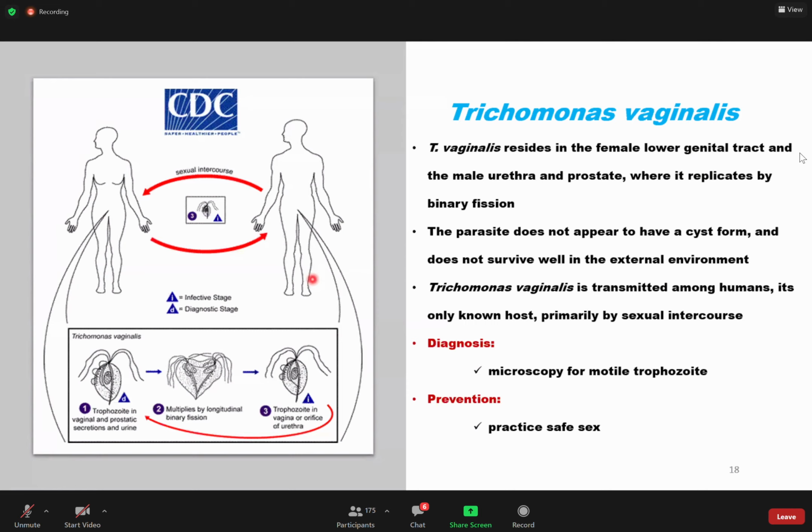Because there is no cyst stage, it cannot survive in the environment. So you don't have environmental reservoirs. It's only an infected person who is maybe not treated adequately or is asymptomatic that is a reservoir for the infection. Is that clear? So the organism is acquired through intimate contact, okay? And in women, it tends to cause profuse vaginal discharge with an offensive odor. And when you examine the woman, it's like the discharge is frothy. That is, it looks like you have gas bubbles in the discharge.